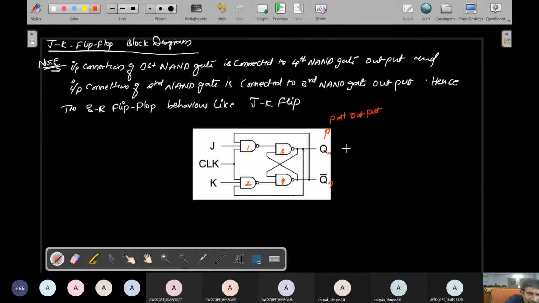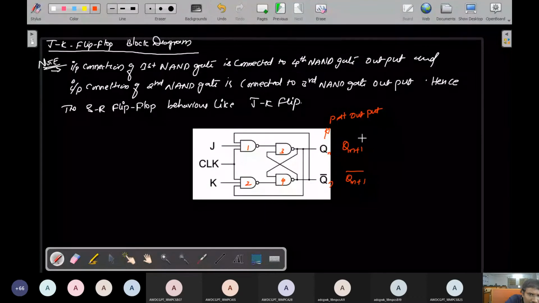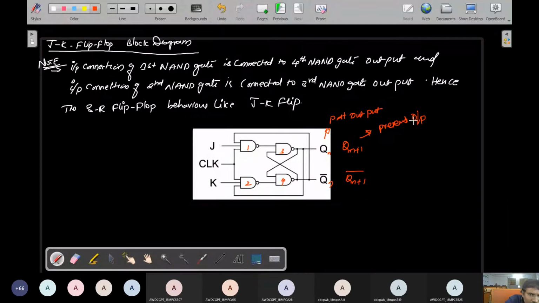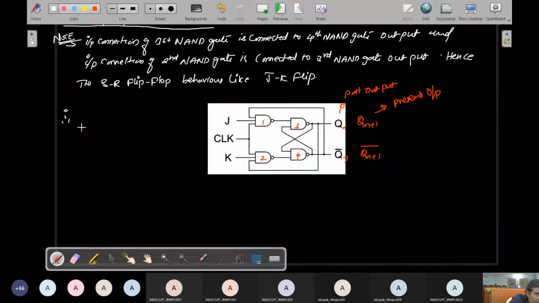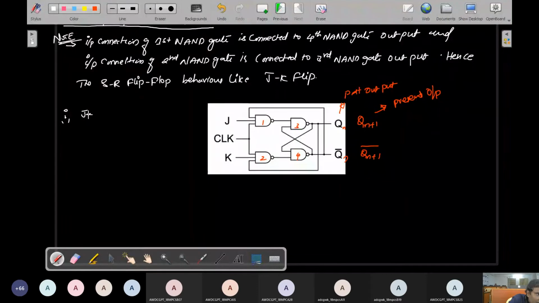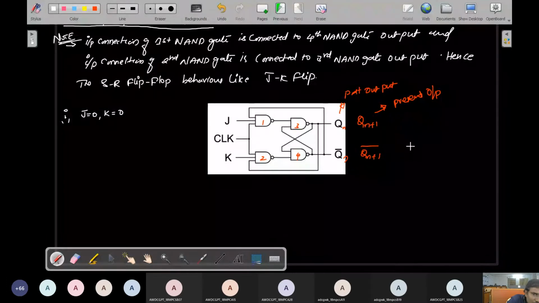Okay, and we take another output, the next output, that is called Qn plus 1, and Qn plus 1 bar. So simply I explain the concept. This is a very important concept. The first case I will consider right now: take J is equal to 0 and K is equal to 0 in this case. Okay, so I'll write the truth table here.